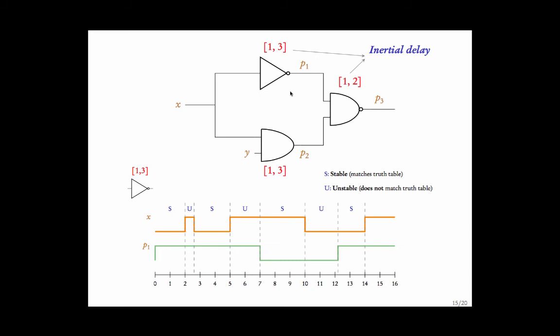and so on. So this inertial delay just says that when the input to a gate changes, the gate will be unstable for at least 1 time unit, and within 3 time units, it has to become stable. That is what it means. Okay? Let us now model the circuit using timed transition systems. What we will do is give a timed transition system for each of these gates, and the synchronous product will give us the timed transition system for the entire circuit.